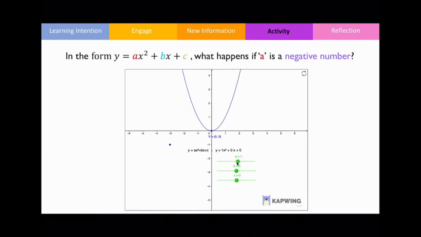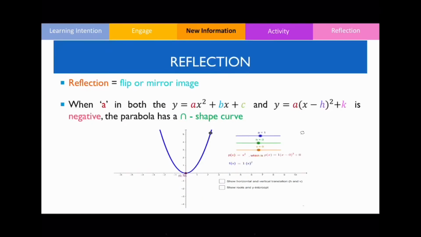Now this is very important: what would happen when A is a negative number? So I'm going to play the video and I want you to comment on what happens to the graph. In this case over here, I'm now changing the A value to a negative number. Now, what you would realize is that by changing the value of A to a negative value, you would have reflected, or flipped, the parabola over, okay? So when A is negative in both the standard form as well as the turning point form, you are going to have an unhappy face parabola, okay?